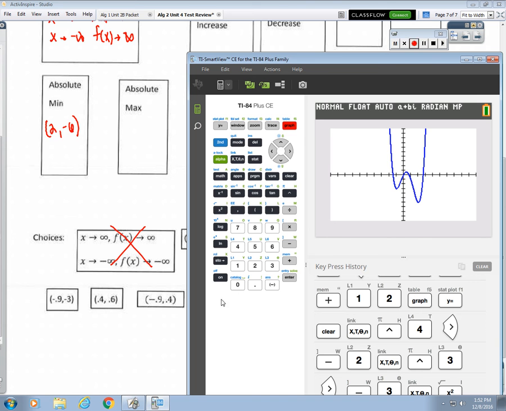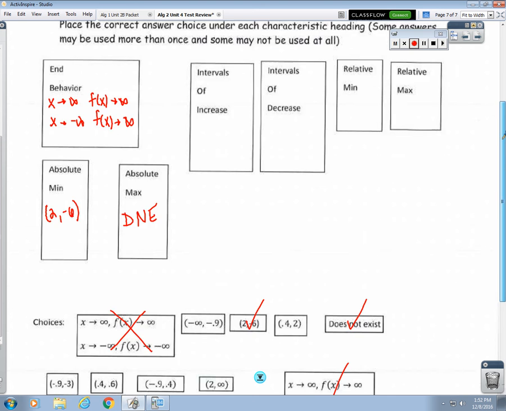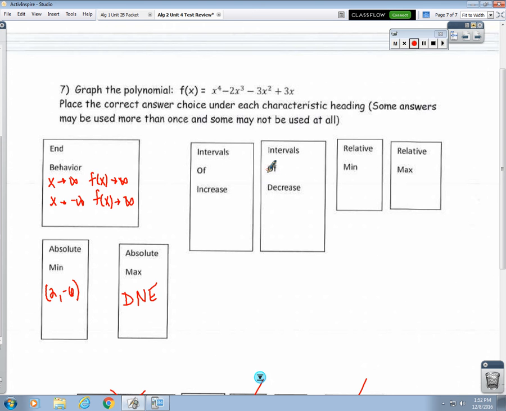All right, absolute max. Does it have an absolute max? Why not? It keeps going up forever, so you would never find the absolute highest point because it'll keep getting higher. So which box do you think you're going to drag to that one? Does not exist. Okay, now I'm going to skip these because to me those are the hardest.